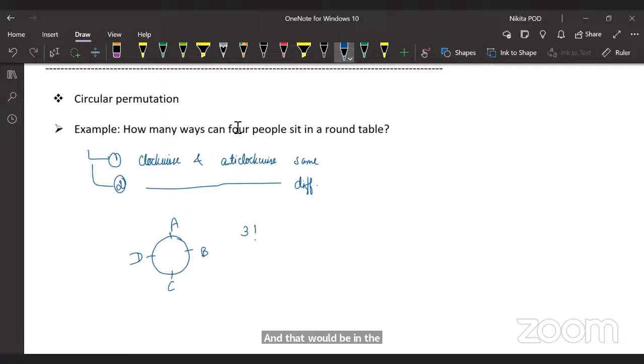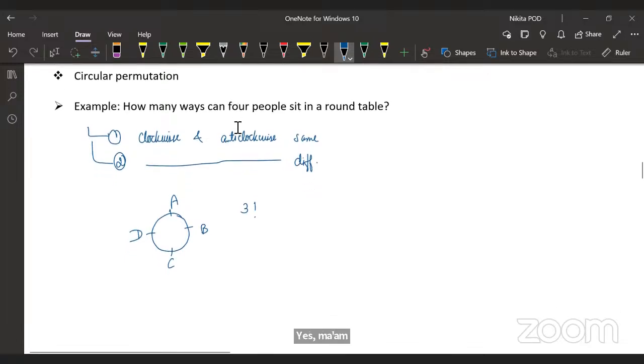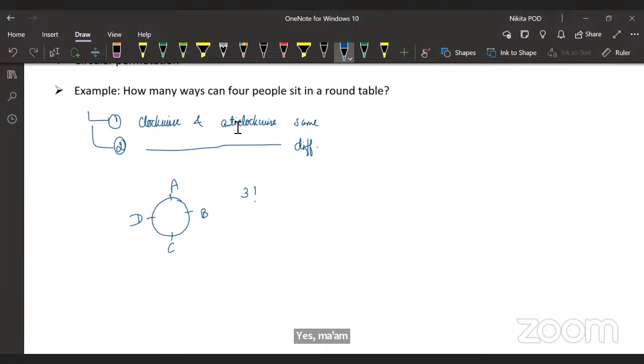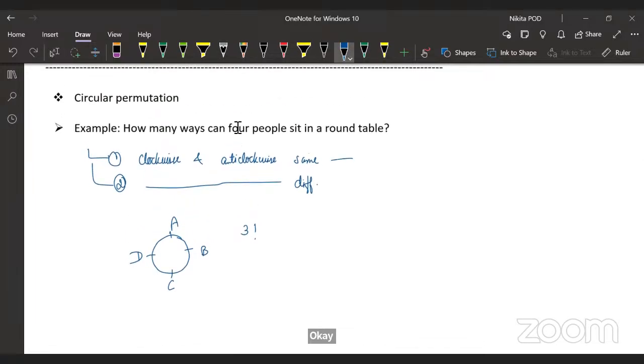And what happens in the case when the clockwise and anti-clockwise are the same? We divide by 2 factorial. You divide it by 2, right? Yes, ma'am. Okay. So in this case, it is n minus 1 factorial divided by 2. This is n minus 1 factorial.